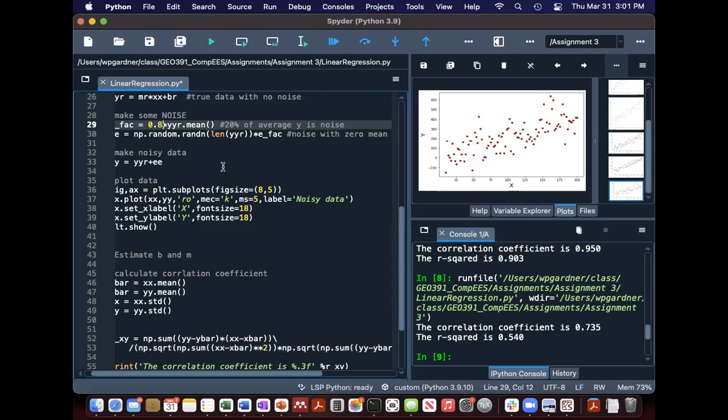I made it 80%. If my variance is 80%, all of a sudden you see the slope of this line is getting really hard to see. My R squared is 0.35. So less than half of the data is explained by the straight line.